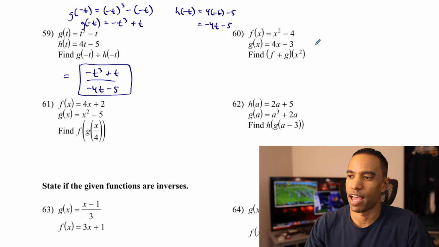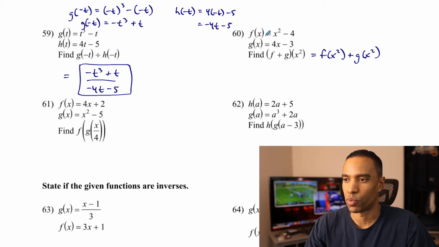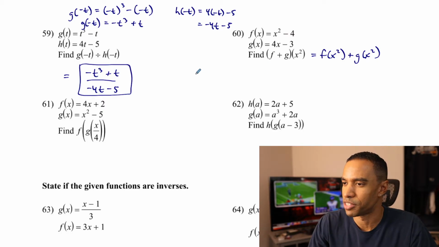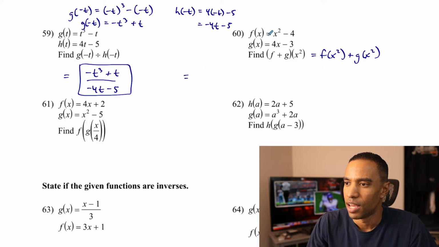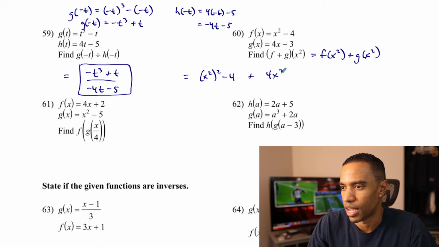F plus g of x squared is f of x squared plus g of x squared. Hey, maybe it's worth your while to find out what they are first and plug them in. I'll just do it straight on this line this time. I don't think it's too bothersome. Let's see. We're going to get f of x squared is x squared squared minus 4 plus g of x squared is 4x squared minus 3.